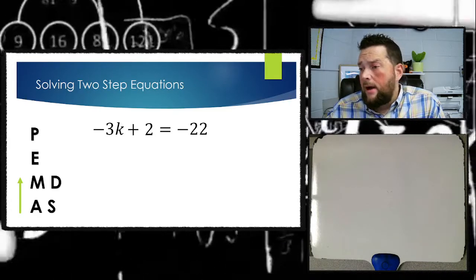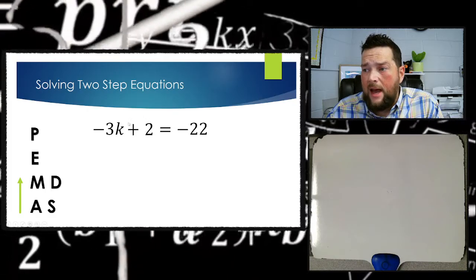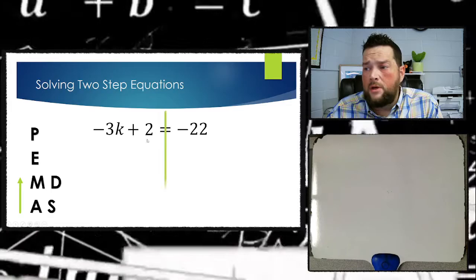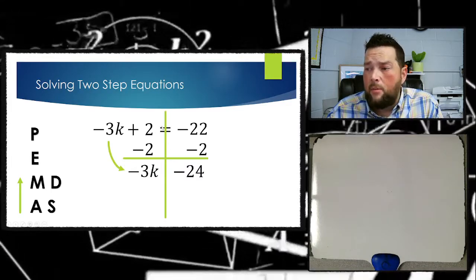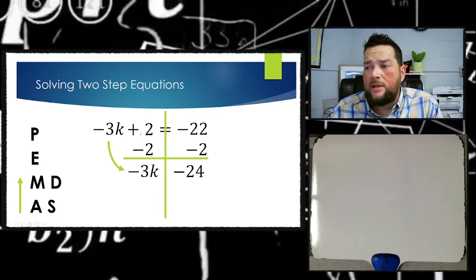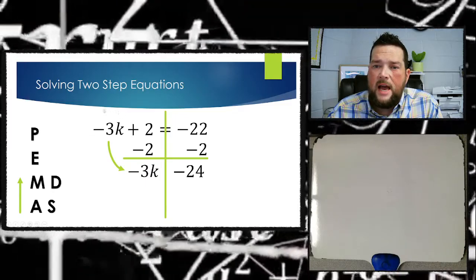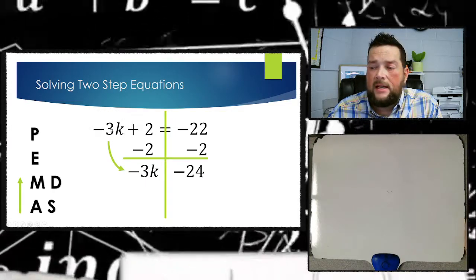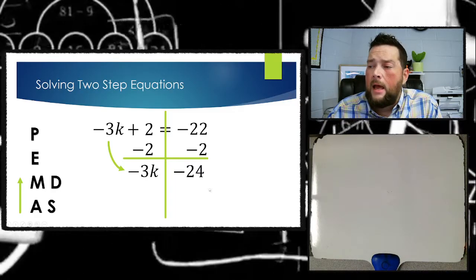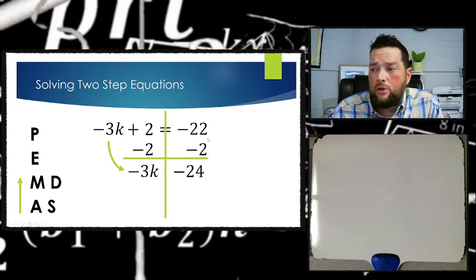All right, on this one, we've got just the same kind of situation. We have an additive component that we need to undo, and then we have a multiplicative one. So the first thing we want to do is take care of the additive component. So we're going to subtract 2 on both sides. When I subtract 2 over here, I've got 2 minus 2, which is 0. And I'm going to be careful to bring this down exactly like I see it. If I see a negative 3k, I'm going to write it as a negative 3k, just right down here. And on the right side, I've got negative 22 minus 2, all right?